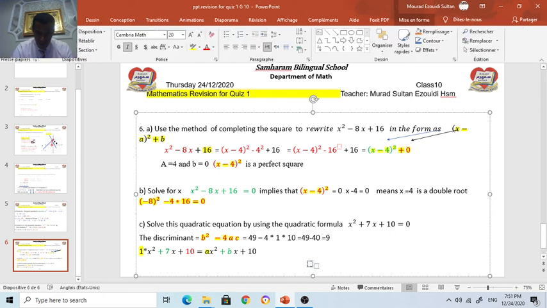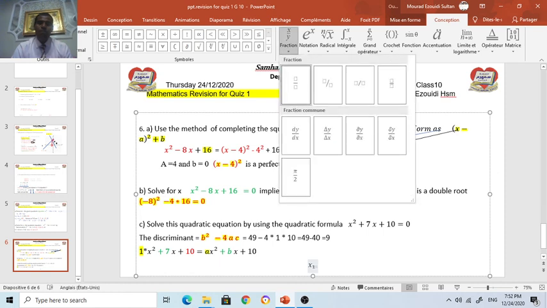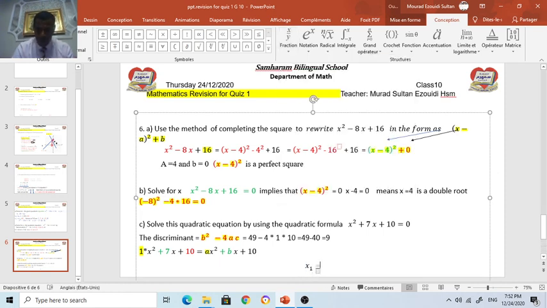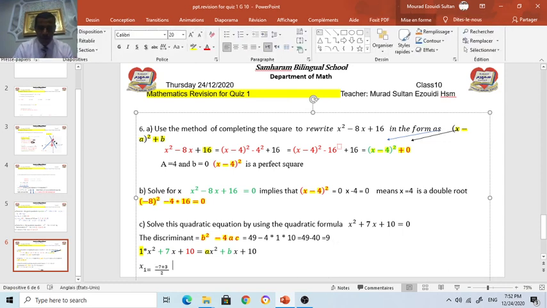So this one is x1, which should be equal to a fraction: we told minus b means minus 7, plus the square root of 9 is 3, divided by 2. Okay, this is x1, or x2 is equal to minus 7 minus 3, minus 3 divided by 2.